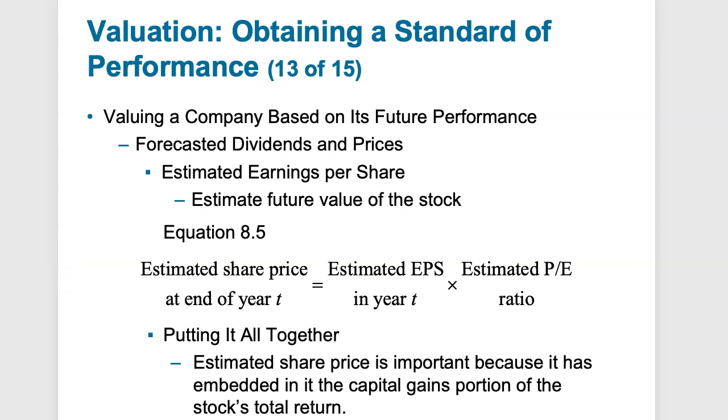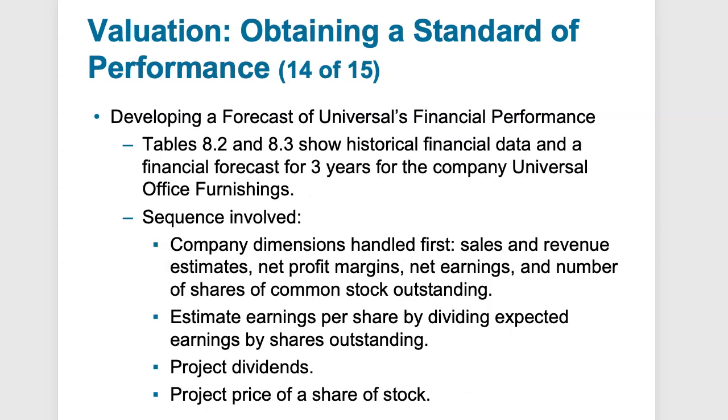And what it's basically saying here is that the share price is embedded in the capital gains portion of the stock's return. The capital gains is, when you buy a stock at 7 and you sell it at 10, that's a $3 capital gain. So where do those capital gains come from? Part of those capital gains is from the future cash flows expected in the stock price. Okay.